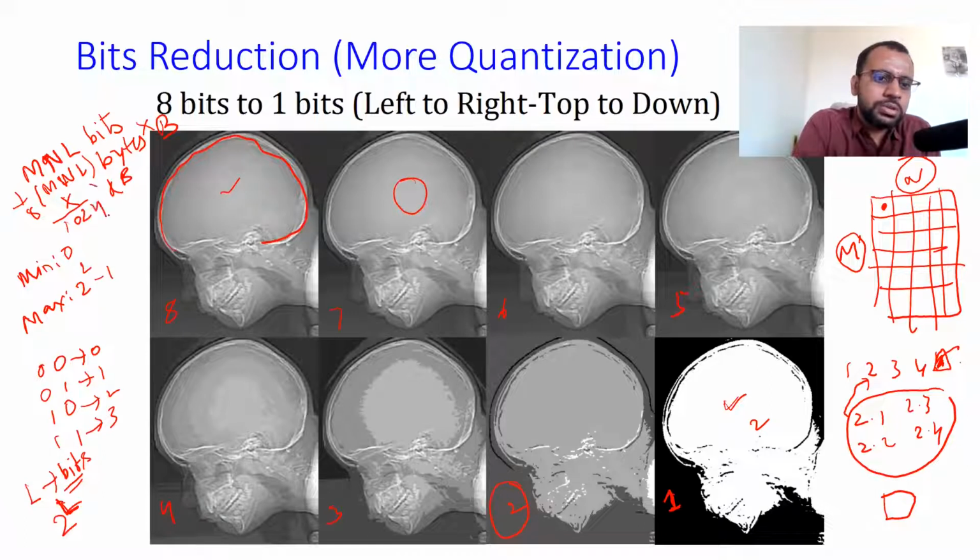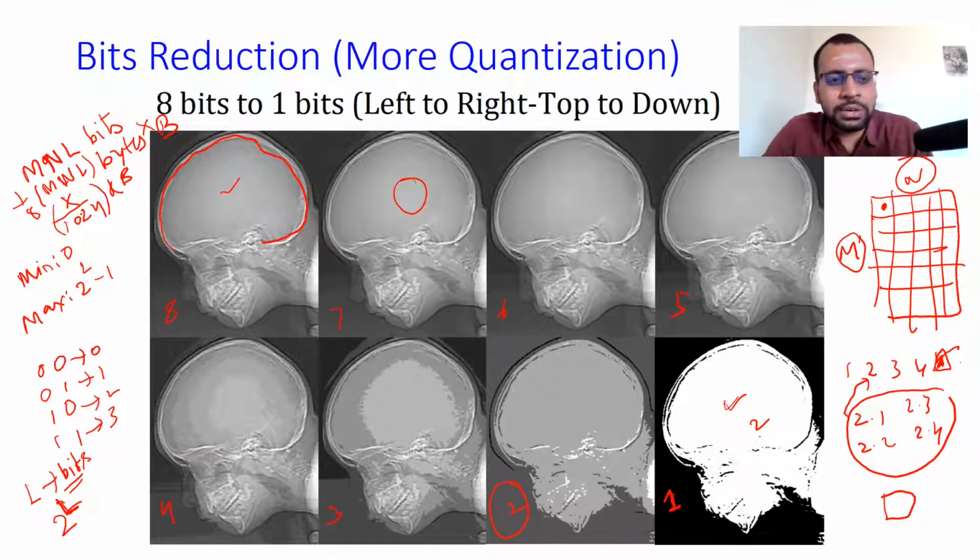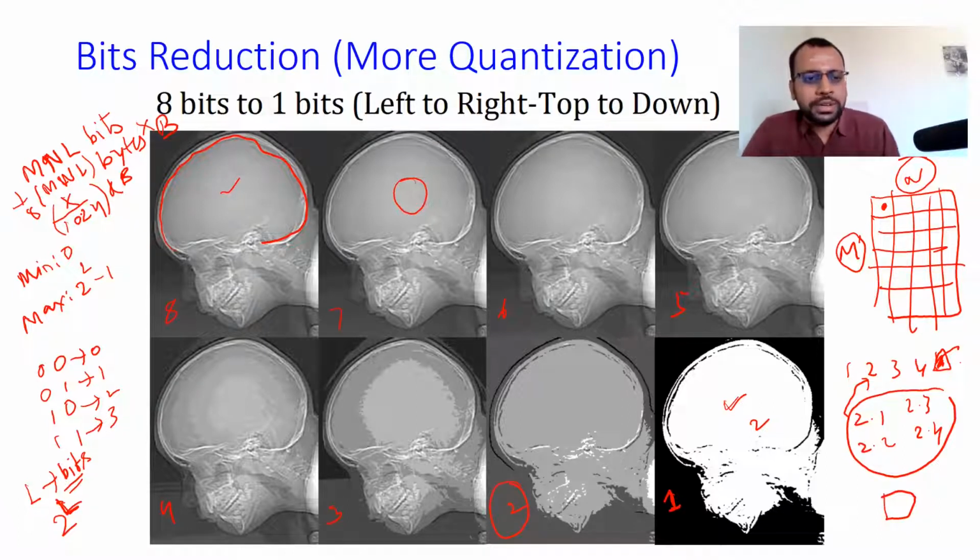If I want to represent it in megabytes, I should further divide it by 1024. That will give you the size in terms of megabytes.